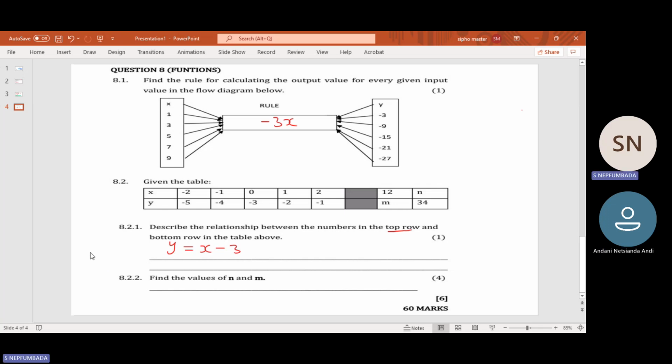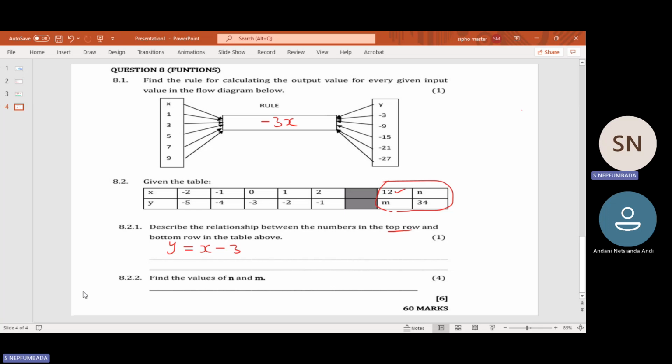Are we good? Yes. Okay, they say find the rule of n and m. Find the rule of n and m. There we go. n and m. Since this is x, where they say x, we're going to put our 12. And where they say m, we're going to put that one.